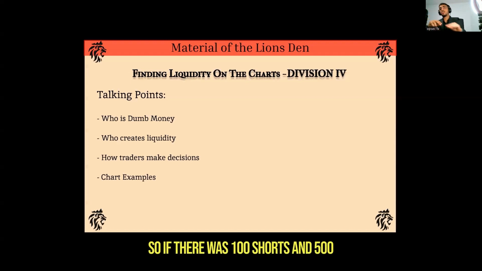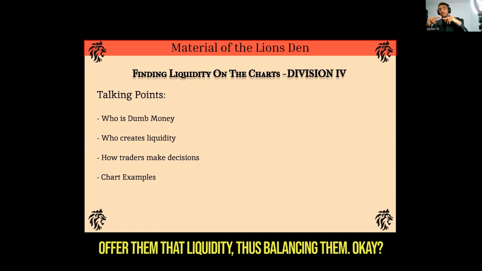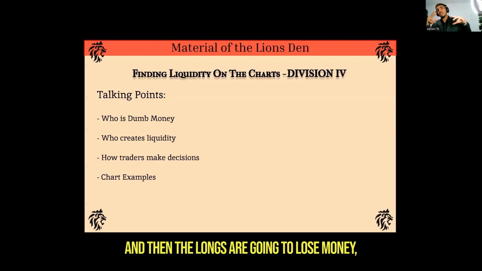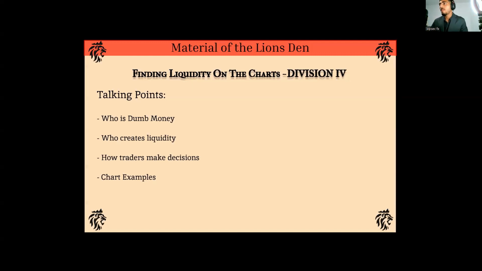So if there were 100 shorts and 500 longs, then the smart money is going to facilitate those 400 shorts, and they're going to offer them that liquidity, thus balancing them. Okay, and then the longs are going to lose money and the smart money are going to gain money. Okay. Everything clear so far?